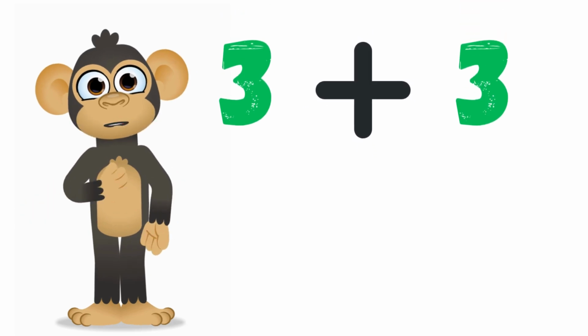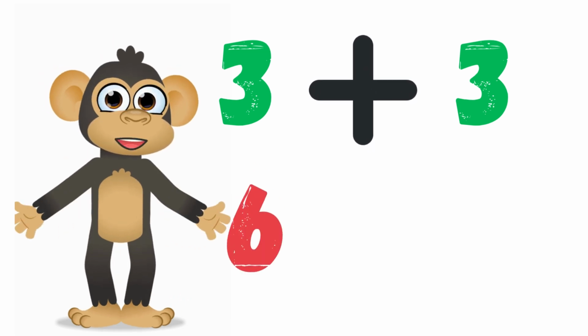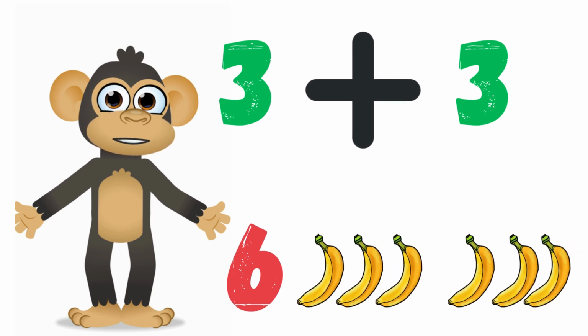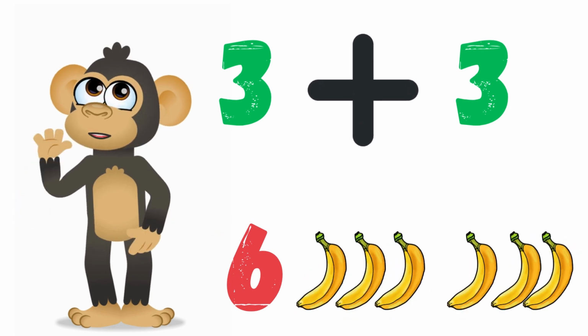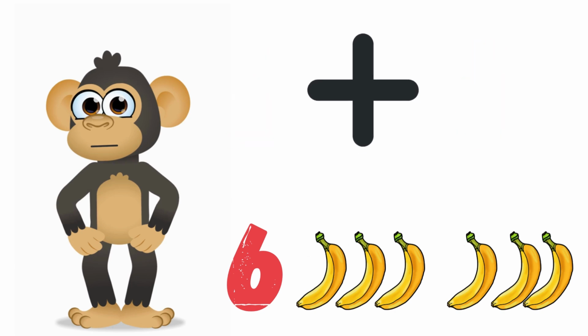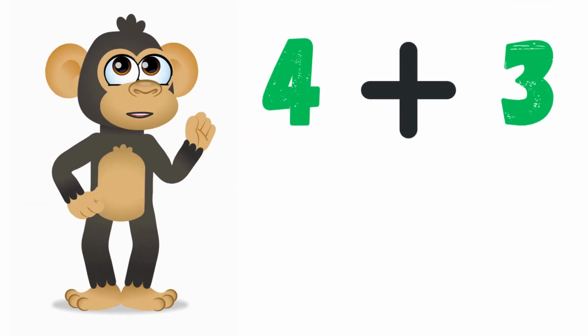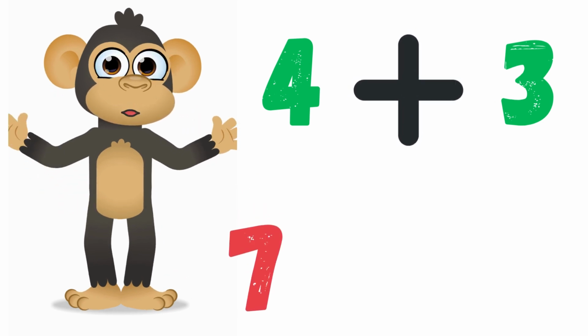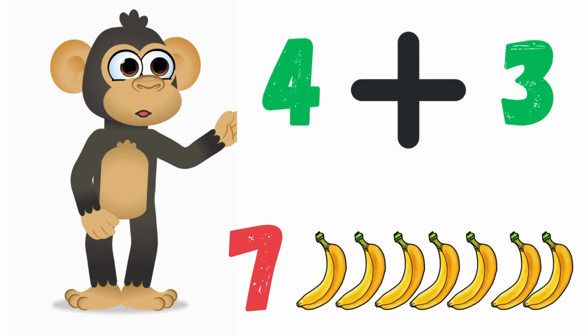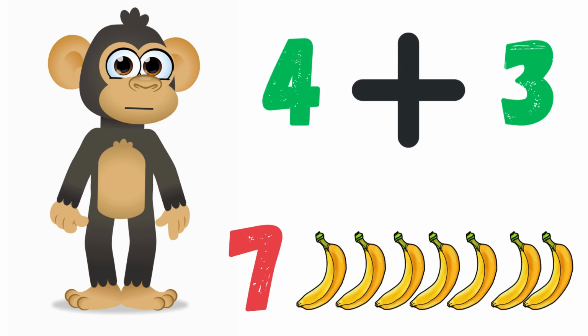Okay, let's see 3 bananas plus 3 bananas. We get 6 bananas. 3 bananas plus 3 bananas equals 6 bananas. That's a lot of bananas. Okay then, 4 bananas plus 3 bananas. We get 7 bananas. 4 bananas plus 3 bananas make 7 bananas. Awesome!